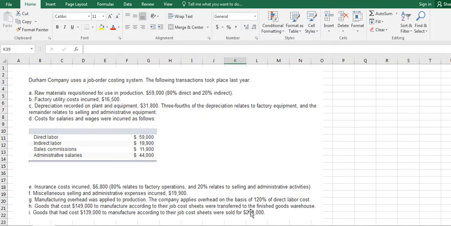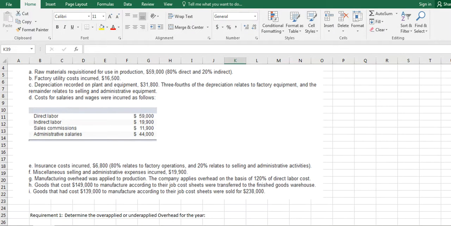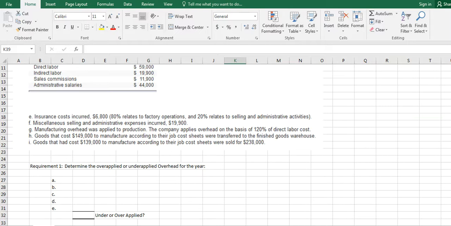Hi class. In this video we're going to look at an example from chapter 4. We're going to work through a job order costing system problem. So as an example we're going to look at this one on the screen. Durham Company uses a job order costing system. They're giving us some transactions to work through. And then the first thing we're to do is determine the over-applied or under-applied overhead for the year.